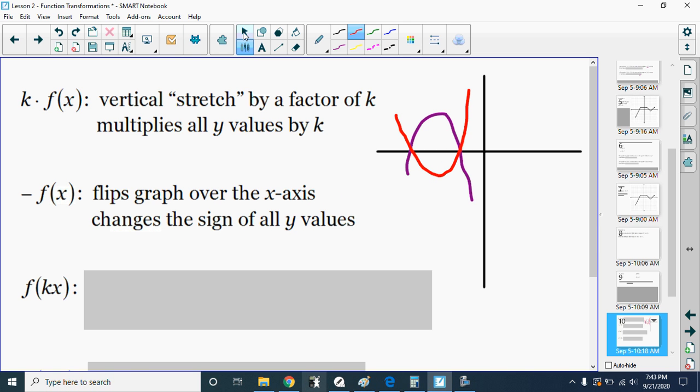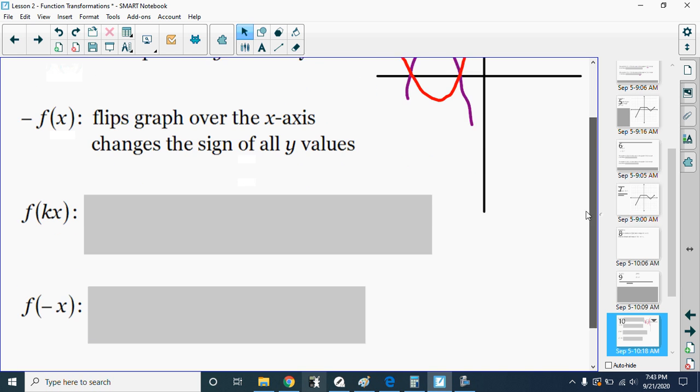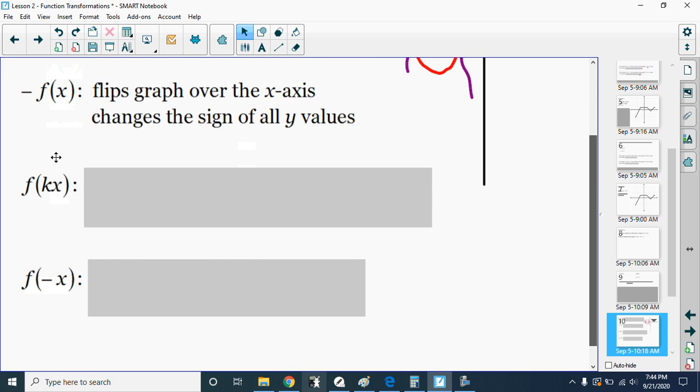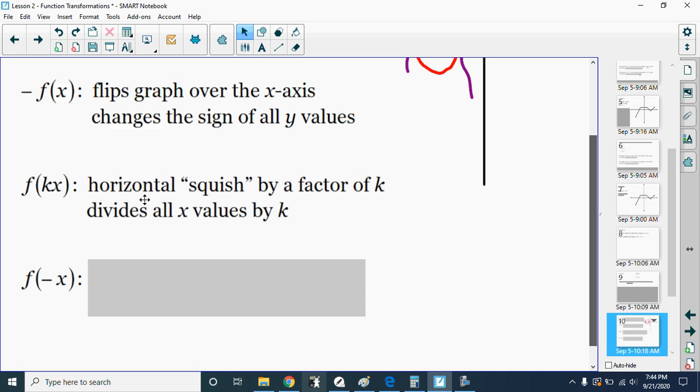F of kx, f of k times x. Remember, this is consistent with what we thought about before. Anything next to the x happens side to side, so it's going to be horizontal. And instead of multiplying, anything next to the x is the opposite of what you would think. So we're going to divide all the values by k. We're going to call that a horizontal squish, horizontal squished by a factor of k. It divides all the x values by k.